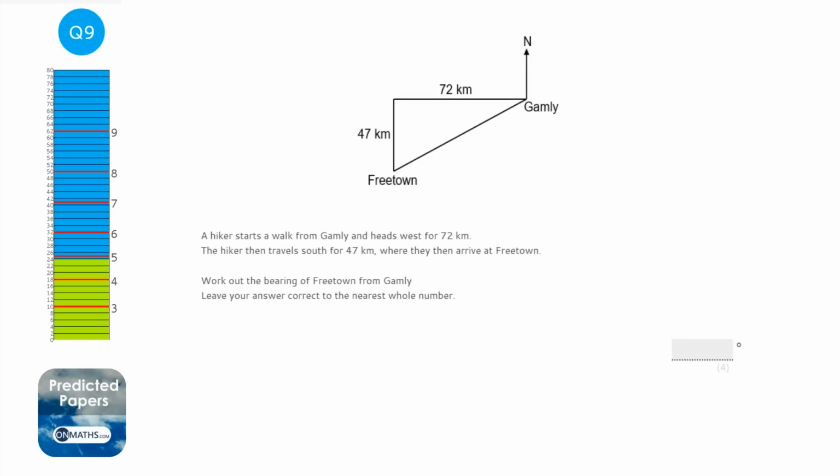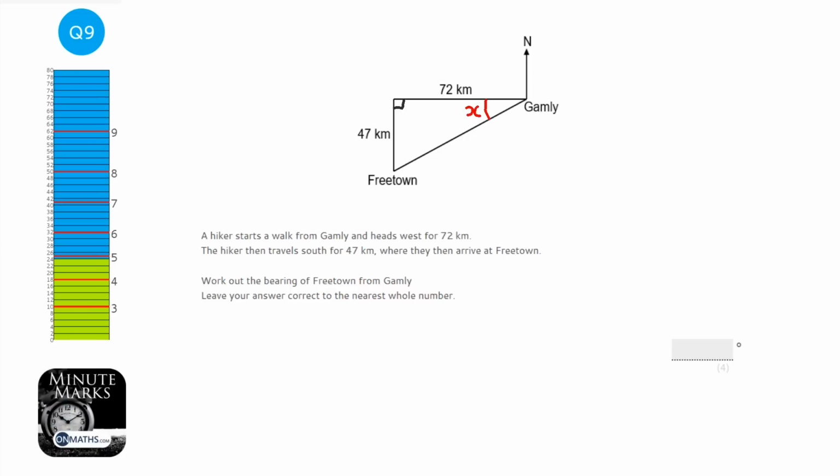Okay, so this question looks like a standard bearings question, but something you might notice is there's no angles in it. So if there's no angles in it, we need something else, and that something else is going to involve the right-angled triangle here. We can see there's a right-angled triangle here, and we know that when we've got a right-angled triangle with two sides, we can find an angle with trigonometry. I'm going to call this angle x.